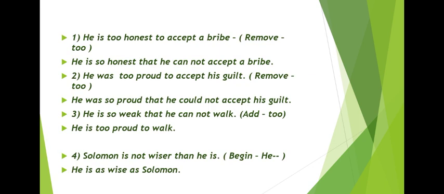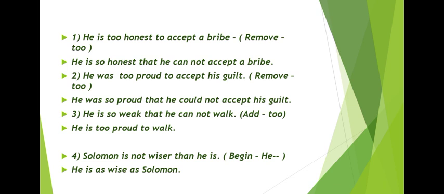My first example is: He is too honest to accept a bribe. Now you have to remove this word "too". Whenever you remove "too", in place of "too" you have to use "so", and in place of "to" you have to use "that". After that, subject, and after that, if the sentence is in present tense you have to use "cannot", and if the sentence is in past tense you have to use "could not". Now look at this sentence: He is too honest to accept a bribe. Now "is" indicates that the sentence is in present tense. So you have to change it in such a way: He is so honest that he cannot accept a bribe.